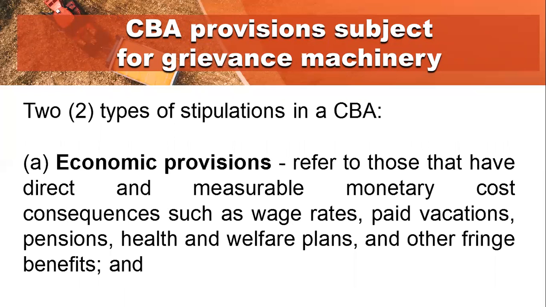The types of stipulations in a CBA, economic provisions, those which are subject to monetary estimation, no, like wages, like paid vacations, no, pensions, health and welfare plans, other fringe benefits. Ito yung fringe benefits, these are considered compensation, no? Like yung mga rice allowances, yung loans that are being extended for housing loan or mga car plans, yung mga ganon.